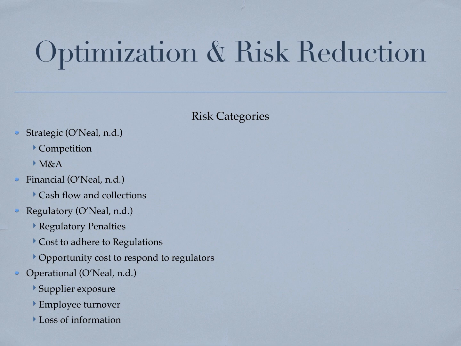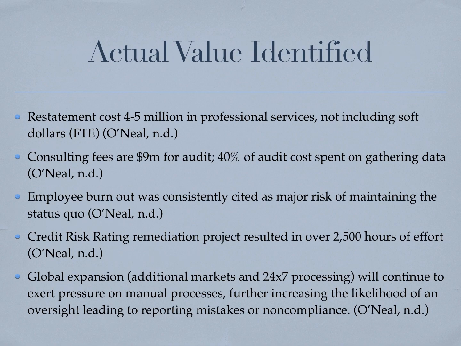Optimization and risk reduction. Some risk categories include strategic, including competition, M&A, the financial category of cash flow and collections, and then regulatory category includes regulatory penalties, cost to adhere to regulations, opportunity cost to respond to regulators, and then operational category includes supplier exposure, employee turnover, and loss of information.